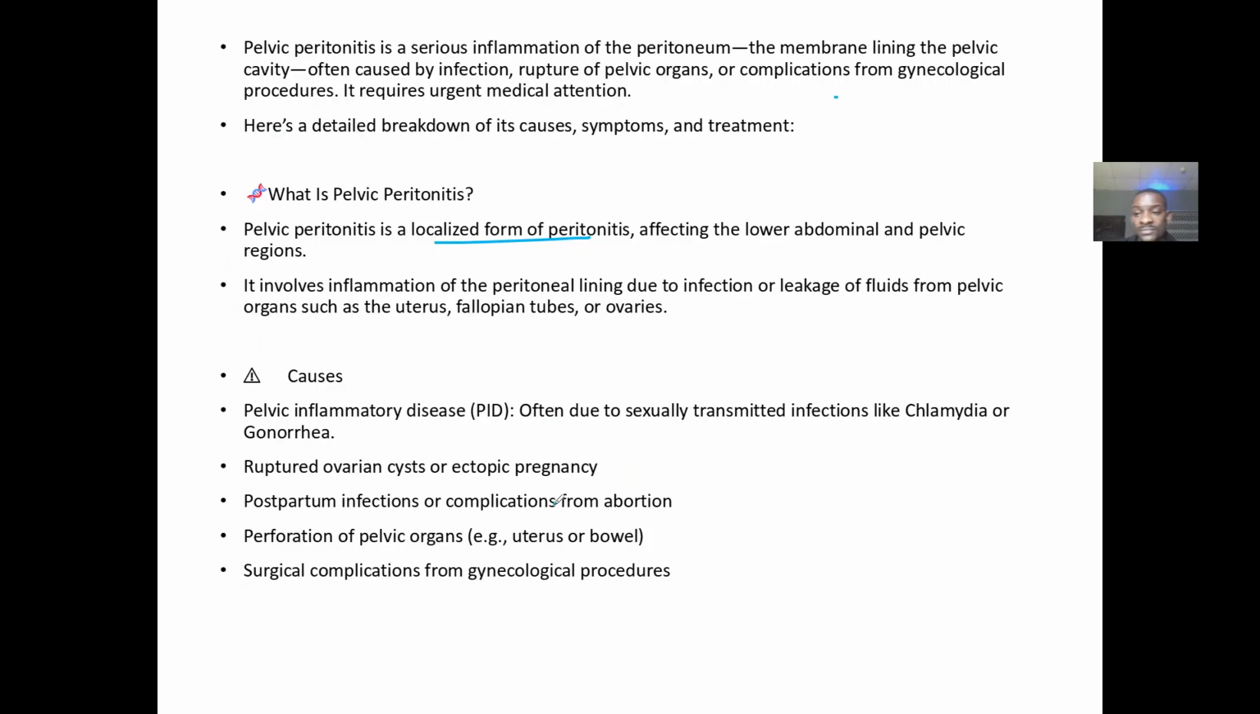So causes: issues related to the reproductive system. Pelvic inflammatory disease caused by infections from Chlamydia trachomatis and Neisseria gonorrhoeae, ruptured ovarian cysts, postpartum infections, perforation of pelvic organs. Then sometimes it's complications from surgery.